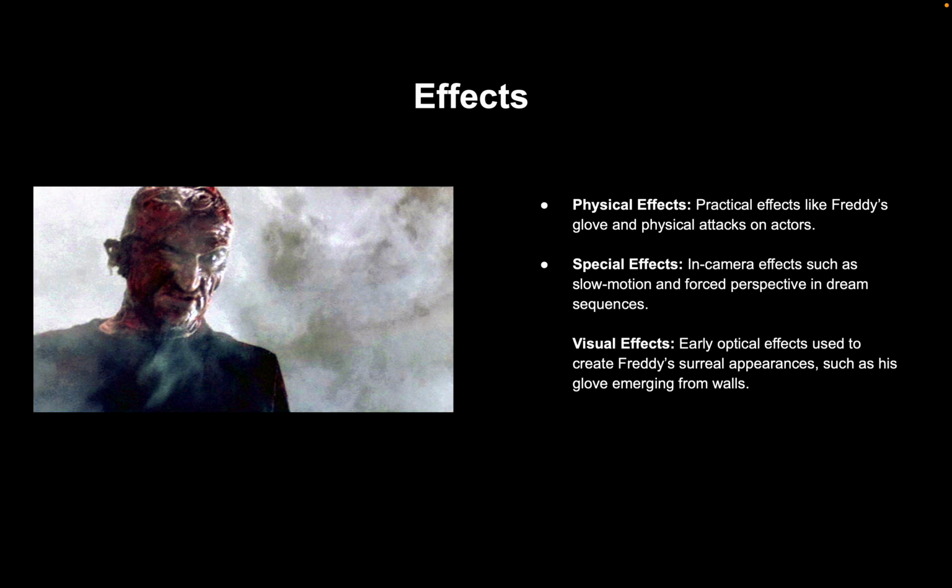In 1984, computer-generated effects were limited, so most scares were done practically. Freddy's glove, real stunts, and physical attacks on set gave the action weight and realism. Special effects used in-camera tricks, like slow motion and forced perspective, to make dreams feel unstable. Early optical effects let Freddy do impossible things, like stretching through walls or appearing from thin air, which enhanced the dreamlike, unpredictable nature of the film.